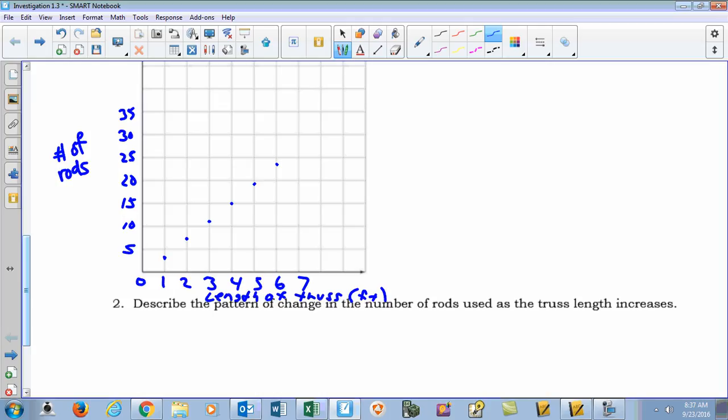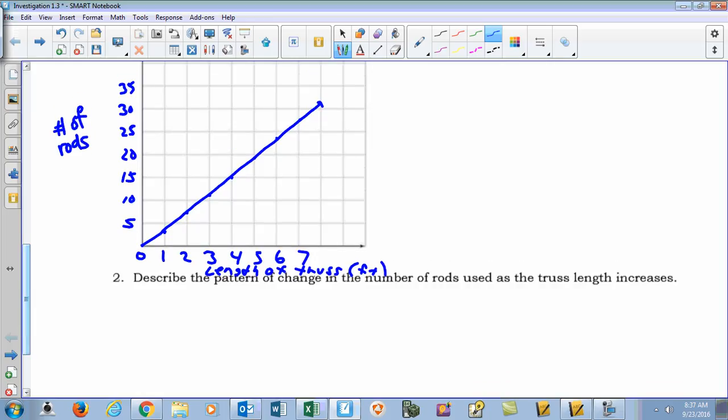And if you didn't count by fives, it's not wrong. I counted by fours because it's increased by fours. As long as it's a consistent pattern on that y-axis, you're okay. So we can all agree that that's linear, right? All right, so how would you describe the pattern of change then?